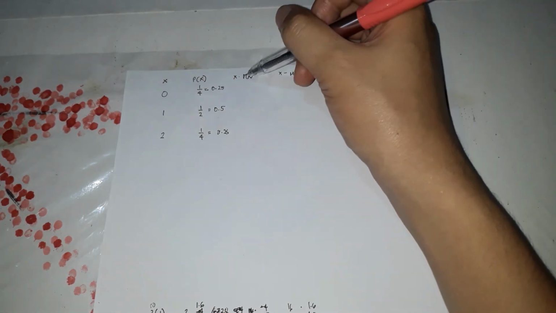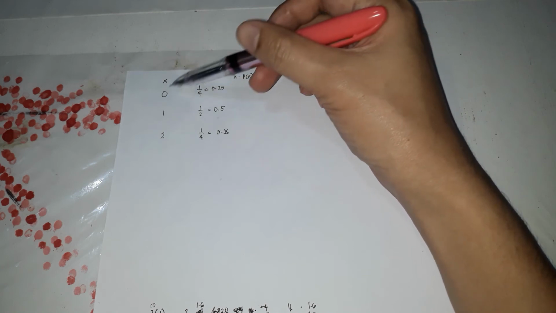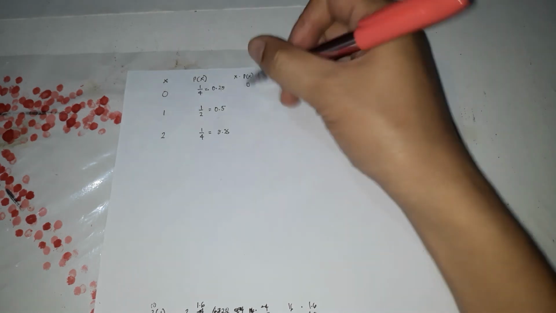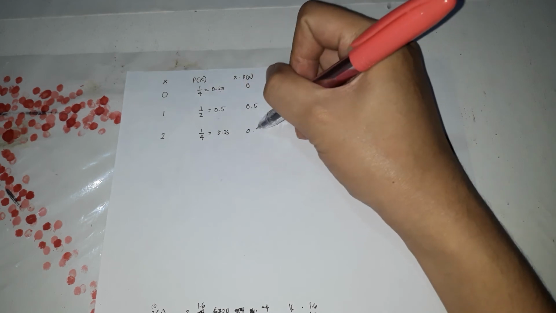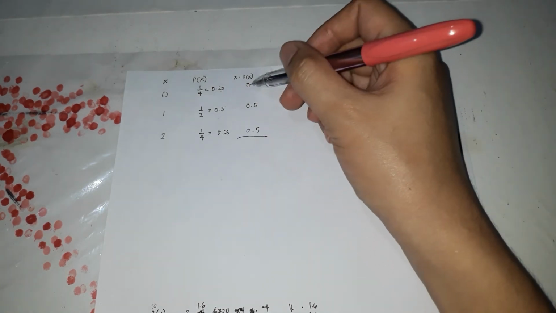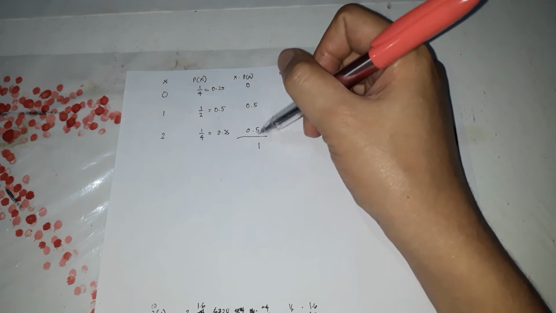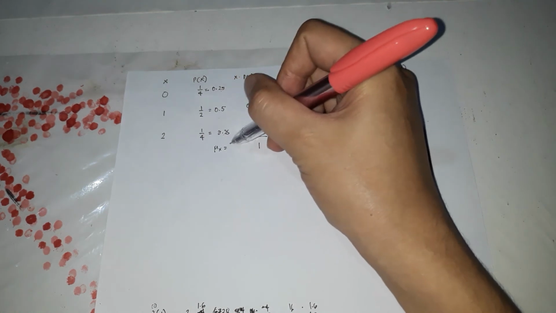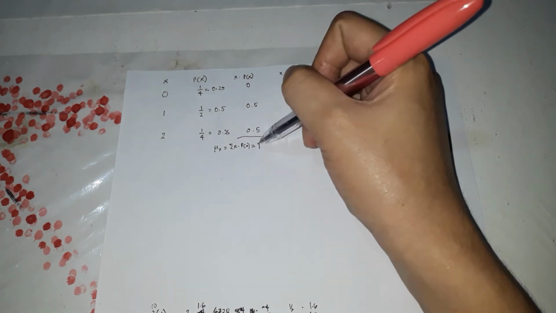The next part of the column is x, p of x. Ibig sabihin yan, ang x, i-times mo sa p of x. So 0 times 0.25, that's 0. 1 times 0.5 is 0.5. 2 times 0.25 is 0.5. Next, add this. 0 plus 0.5 plus 0.5, that's 1. So 1, this is the mean. The mean, or the summation of x times p of x, that's the formula for the mean, is equal to 1. So therefore the mean is 1.